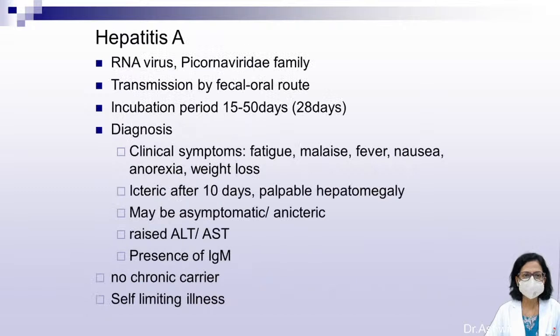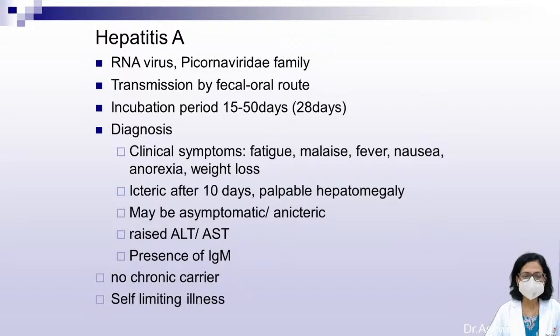So starting with hepatitis A, it is an RNA virus. Transmission is by fecal-oral route. There is an incubation period of an average 28 days. The diagnosis is by clinical symptoms, which include fatigue, malaise, fever, nausea, anorexia, weight loss, and icterus usually develops 10 days after the infection. And there may be palpable hepatomegaly.